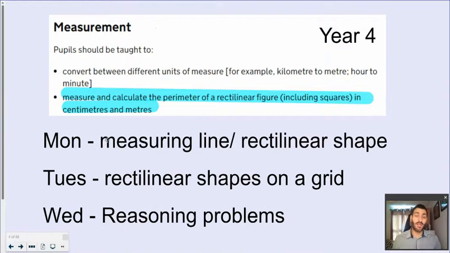On Monday, I'm going to be measuring line. I want to revisit the year 3 curriculum and just measure line, see if they can do that. And also, I want to see if they can measure a shape, a 2D shape. So really, the first lesson is just seeing where they're at.